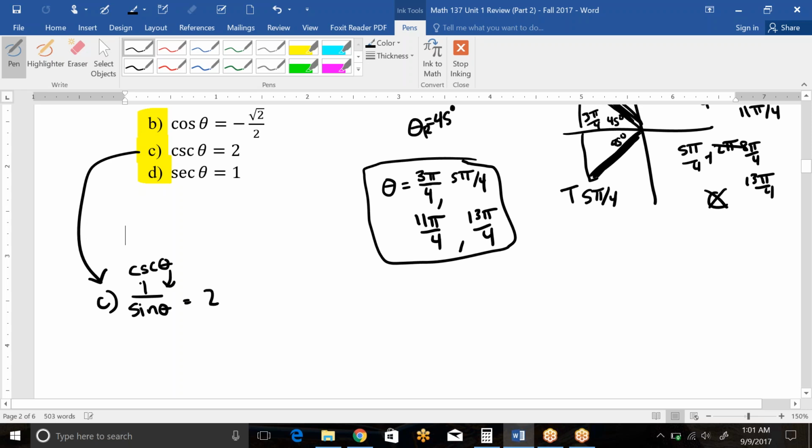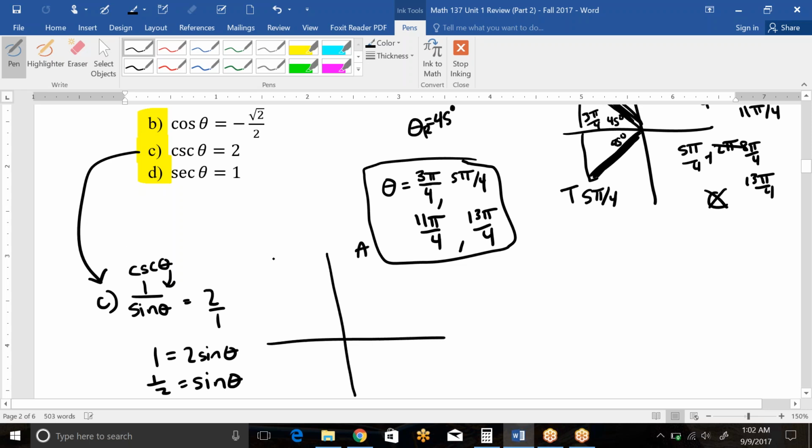Then we can say, okay, let's cross multiply. That would be 1 equals 2 sine theta. Divide by 2: 1/2 equals sine theta. That's really what they're asking for. They're asking for when sine will be a half. And we know that because that's based on our unit circle. So remember, all science teachers are crazy.